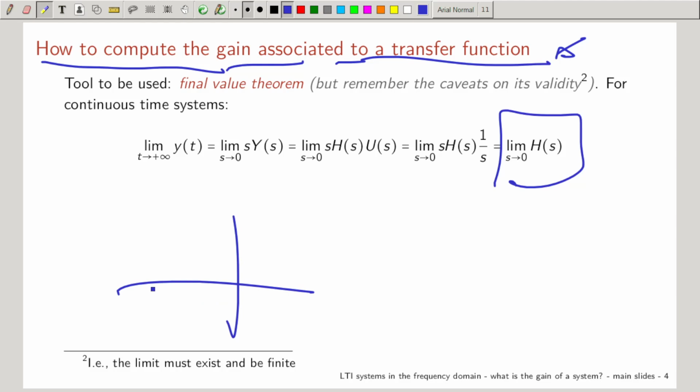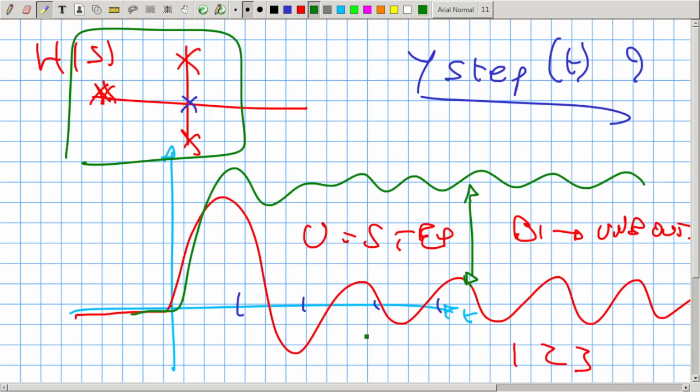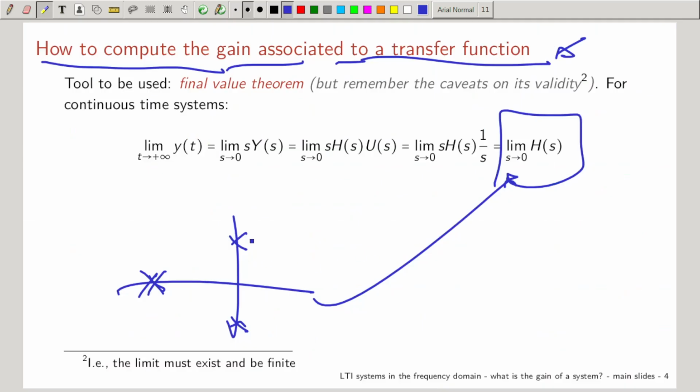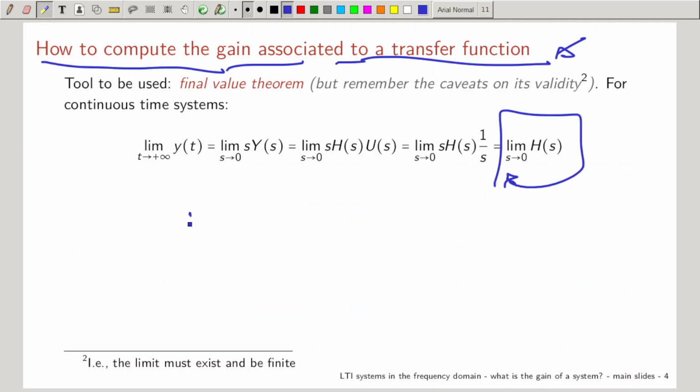An h that looks like this one. Can I apply this concept here? No, because it's this one. Are we together, people? 1, 2, 3. For an h that looks like this one, can I apply this concept? No. For this one, yes.